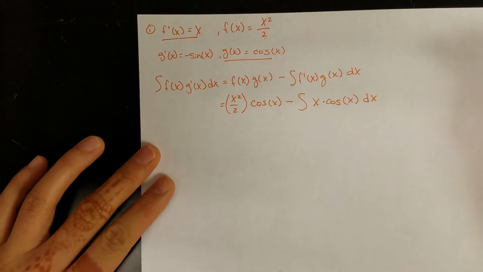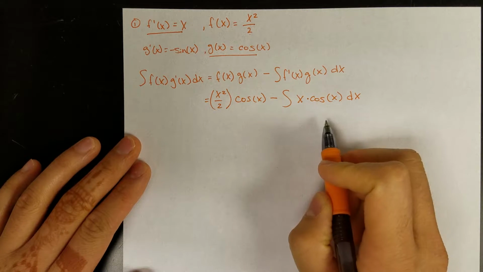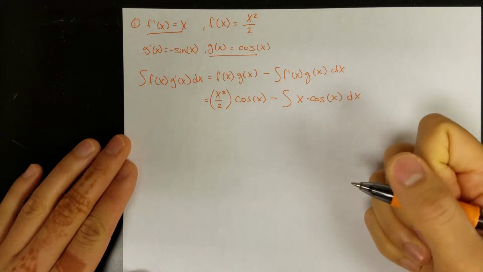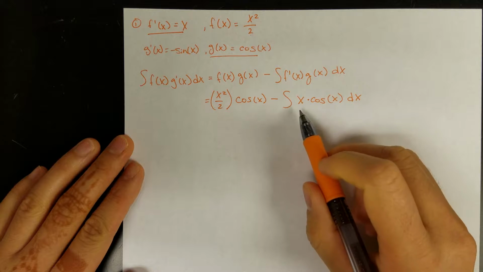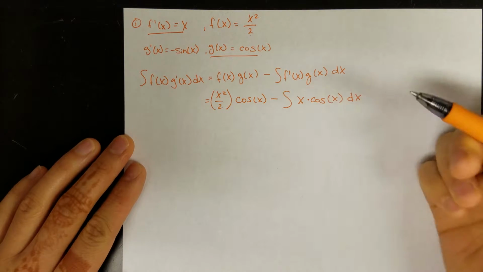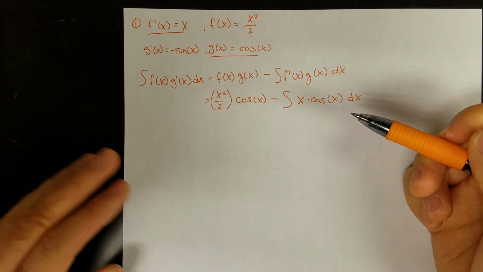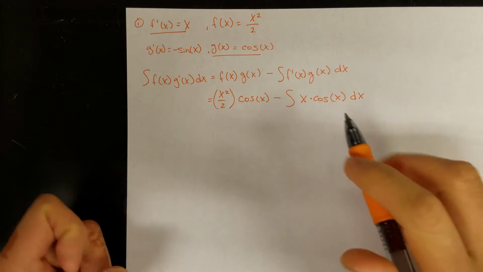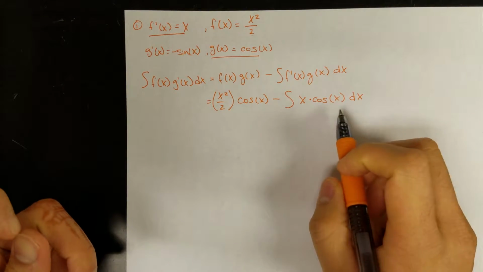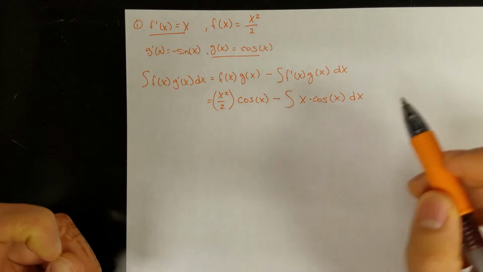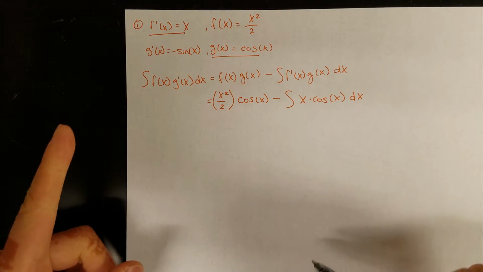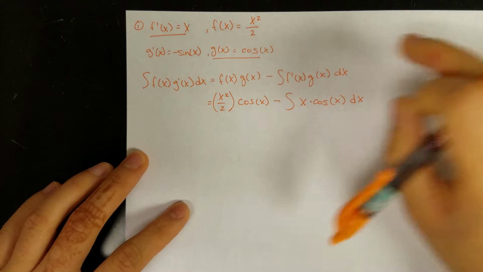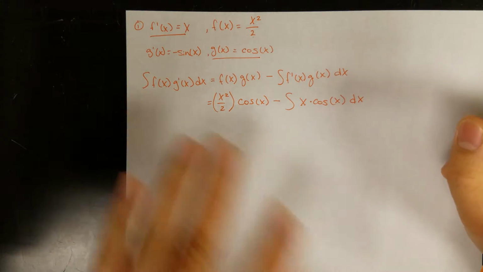So now what you'll notice is we have another integral here, and it's not something we can easily find the integral of, because there are two functions being multiplied together. If it were something simpler, like just cosine of x, then we could easily find the integral. But these are two functions. So we have to do an integration by parts again in order to solve for the original problem.